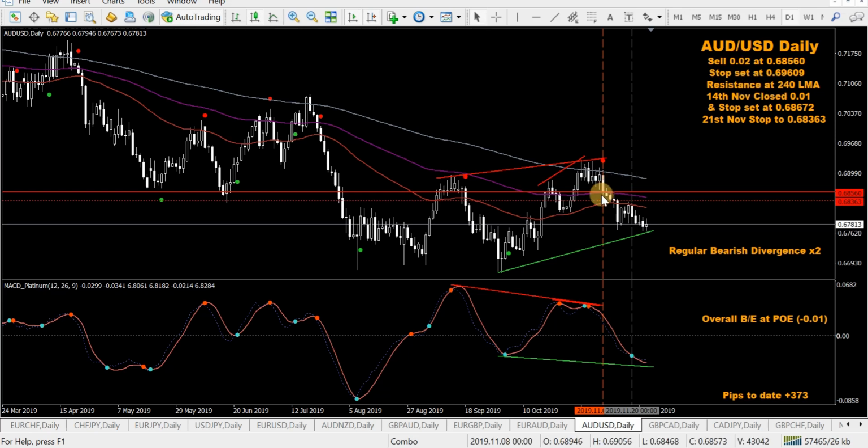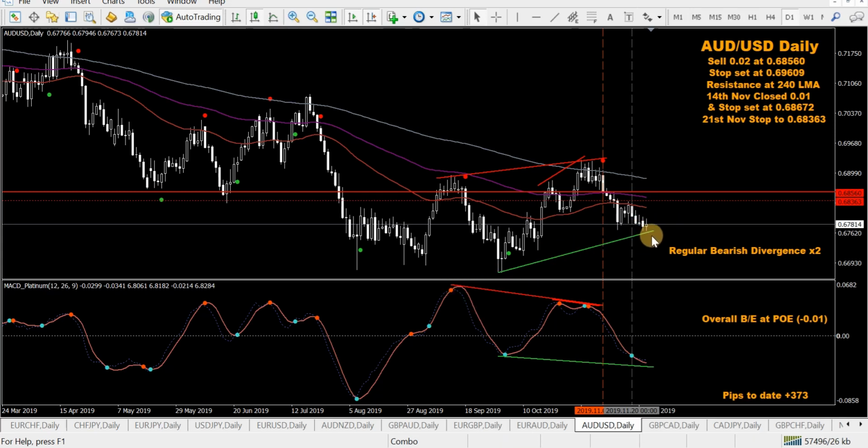Aussie USD in a sell back here, as you can see, went through the 0 level on the MACD Platinum, so heading down. Already closed half, stop set, and then the stop's been moved. The stop would have been moved when I got this blue dot on the MACD Platinum. Remember, MACD Platinum, blue dots, that's a buy. My bias changes to buy. If it's red dots above, it's sell.